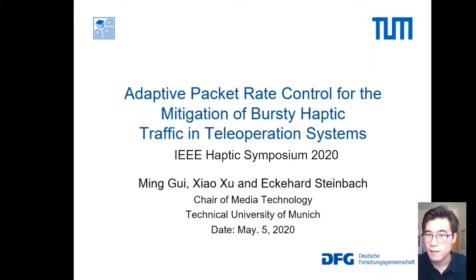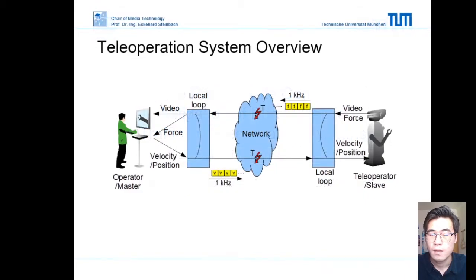Today I'm going to spend 3 minutes talking about an innovative and novel way to compress the haptic data and reduce the transmission rate. An example of a teleoperation system, which is the base of this thesis, is described in this figure. In this teleoperation architecture, the user controls the teleoperator by sending position and velocity commands through the network.